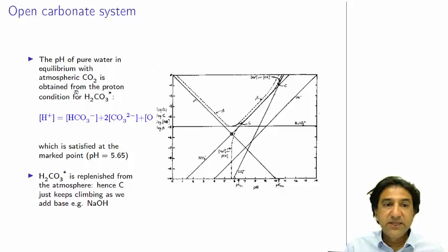Now, the pH of pure water in equilibrium with atmospheric CO2 is obtained from the proton condition for H2CO3 star. So what's the proton condition for this system? Well, for every H2CO3, we get H plus plus HCO3 minus plus OH minus. This is as before. So we need to look at where it is satisfied. So that's when the H plus line intersects any of the first three things on the right hand side. So the first thing it actually hits is this HCO3 line here, and that's the equilibrium. So it's about 5.65, I've said here. That's the pH.